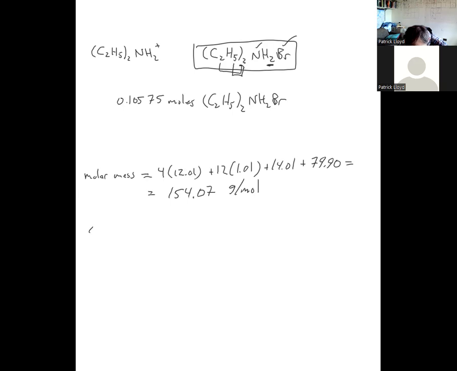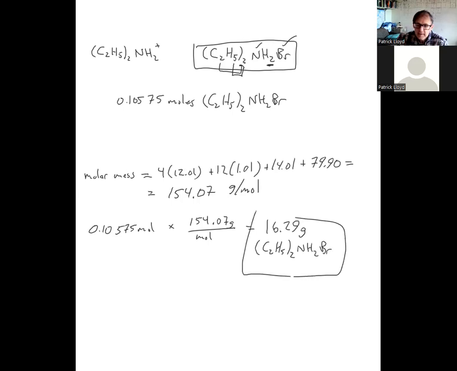So if I have 0.10575 moles, and I want to convert that to grams, I just multiply it by the molar mass. Okay, and there you go. So there's your answer. It's around 16.3 grams. So in this particular problem, there's a lot, right? See how we build up to that?